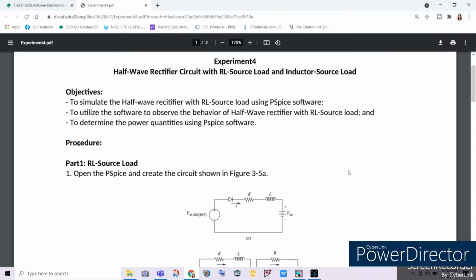For today's episode of our Power Electronics Laboratory, we will be having experiment number 4, our half-wave rectifier circuit with RL source load and inductor source load. For our objectives, we aim to simulate the half-wave rectifier with RL source load using Pspice software. Second is to utilize the software to observe the behavior of the half-wave rectifier with RL source load, and lastly, to determine the power quantities using Pspice software.